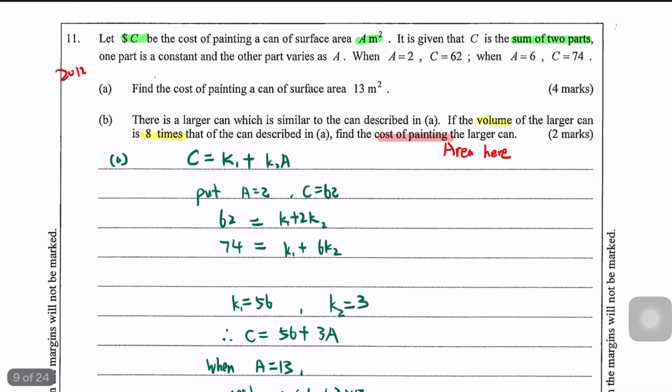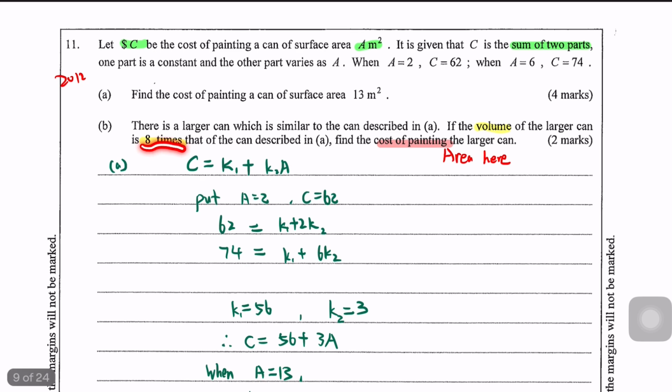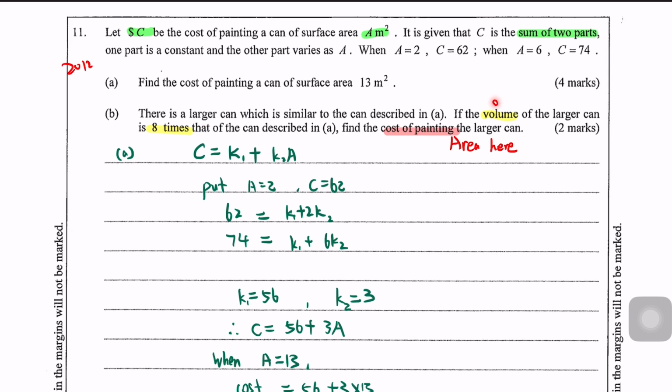Okay, so for question B, it tells you that a larger can which is similar. It means that they have the ratio property, okay? And then the volume of the larger can is 8 times that of the can described in A. Everyone, here is the volume ratio, okay? We'll find the cost of printing. Now it's finding the cost of printing.